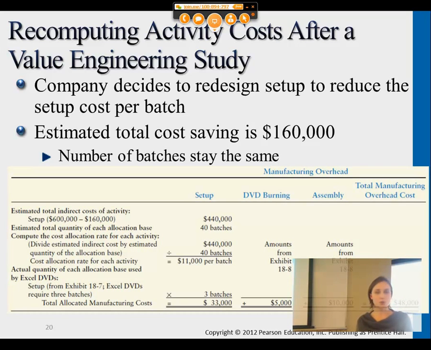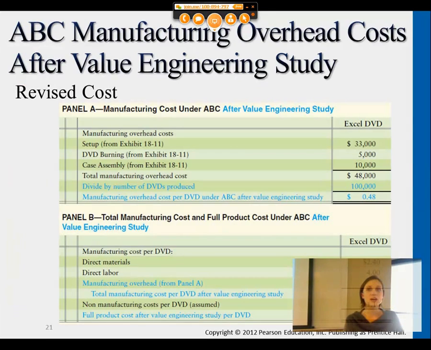Now, my actual quantity was 3 batches, right? We just did this. I hope you remember this. So my total allocated manufacturing cost is $33,000. Now my DVD burning and assembly are other processes, and now I know that my total manufacturing overhead cost is $48,000. Who's lost? Everything's clear? Do you have questions?